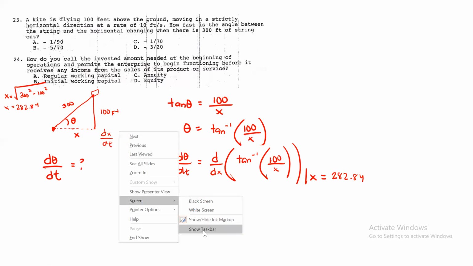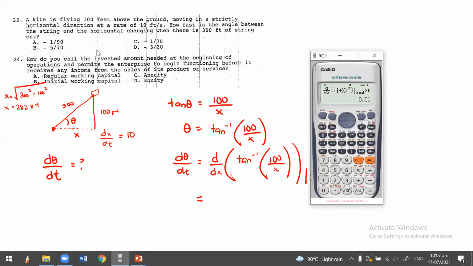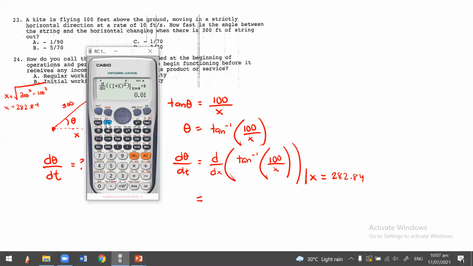So, type na natin sa calcu. Arctan ng 100 over x, at x, 282.84. Oo nga pala, no? Dapat naka-radian tayo. Radian.